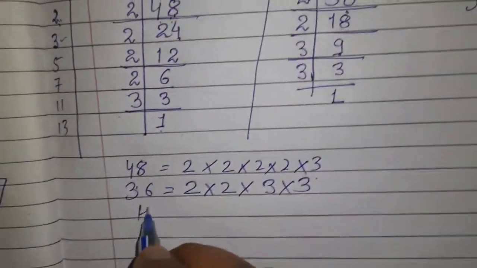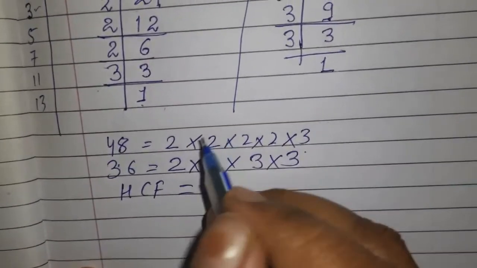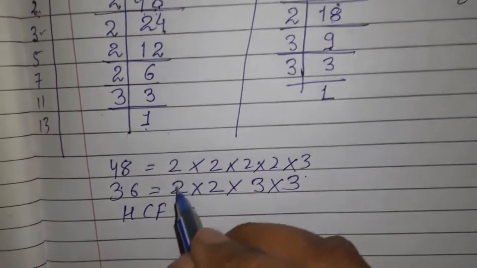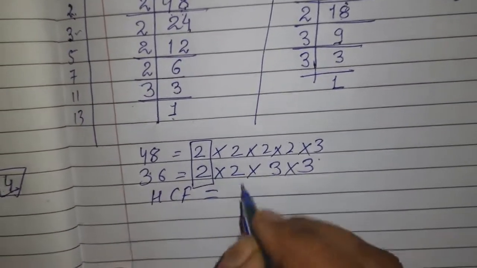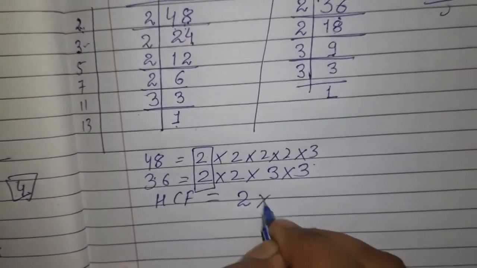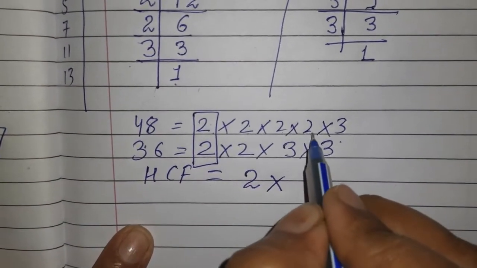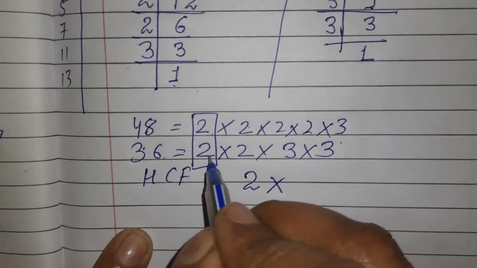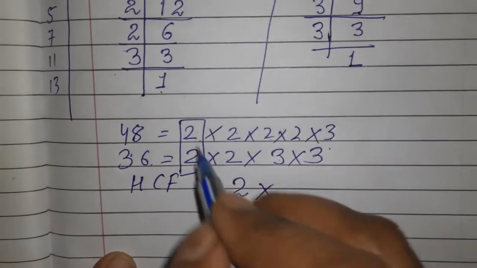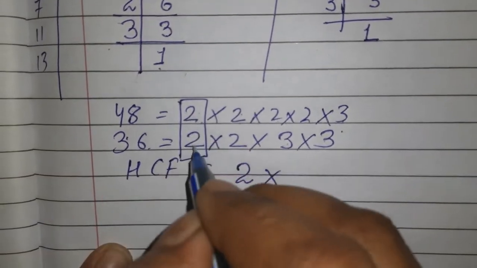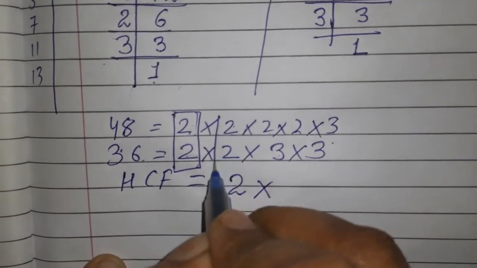Now what you do? You have to find the HCF. To find the HCF, you pair the numbers. Okay. 2 is here, 2 is here also. So this is one pair. Now 48 equal to 2 multiplied by 2 multiplied by 2 multiplied by 2 multiplied by 3. 36 equal to 2 multiplied by 2 multiplied by 3 multiplied by 3. So make the pair. See, 2 is here, 2 is here. It is one pair of 2, 2 right here. Then the next pair of 2 is this.